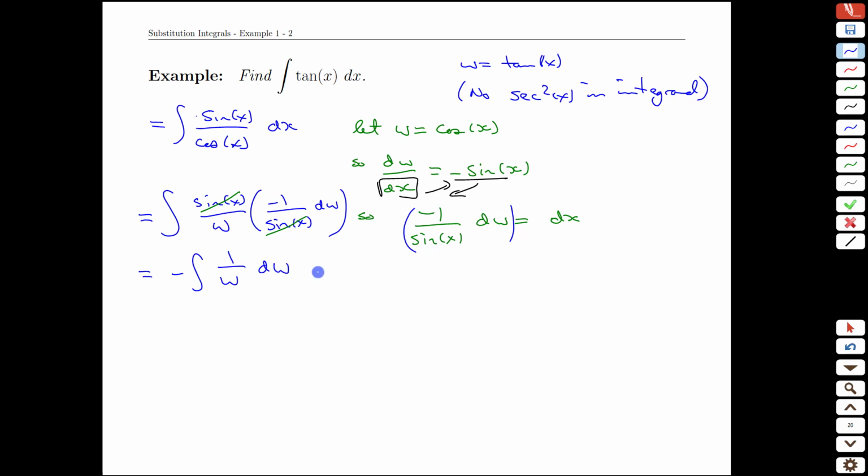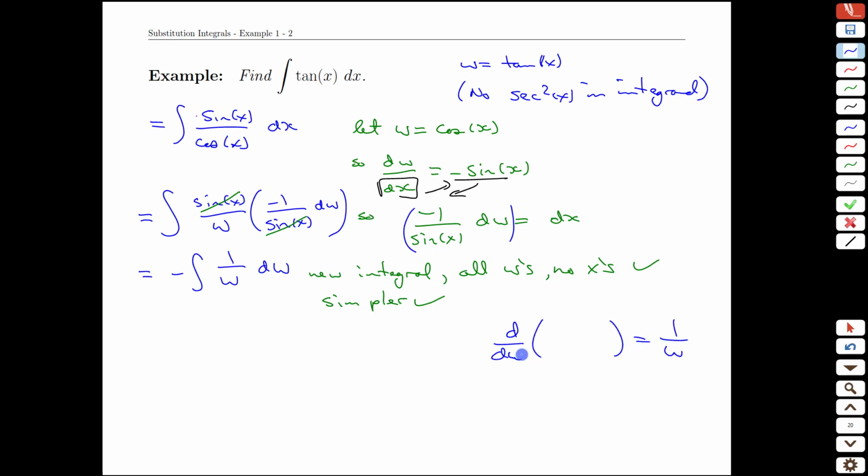Perfect. This is a new integral, and that new integral is all w's, more explicitly no x's, so check, and it is simpler. Check. So we've made some major strides here, turning the integral of tan of x, staring at that for hours, no idea what to do, and trading it in for the integral of 1 over w.